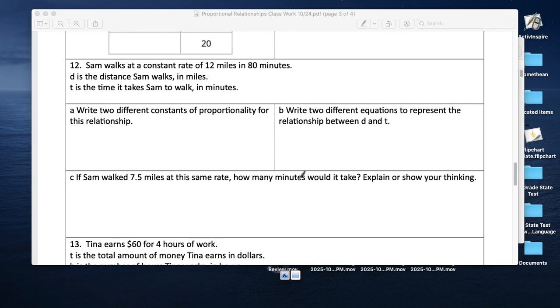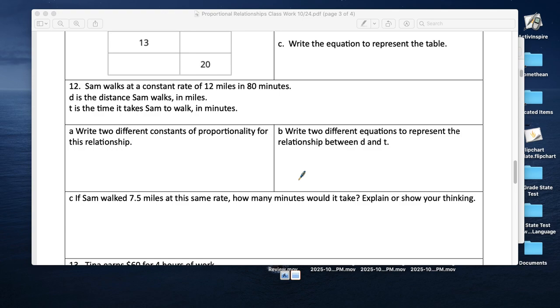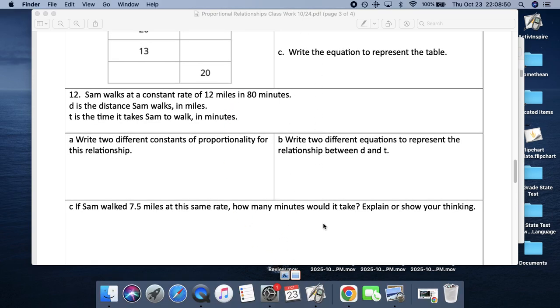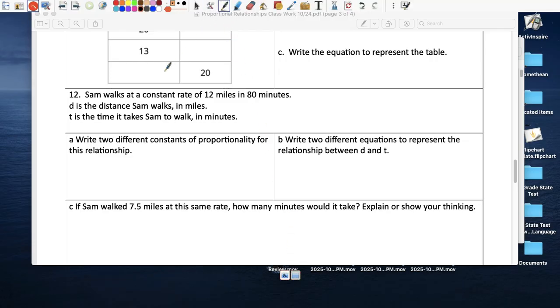All right. Okay. So this one is going to be like double the work. Yay. Sam walks at a constant rate of 12 miles in 80 minutes.